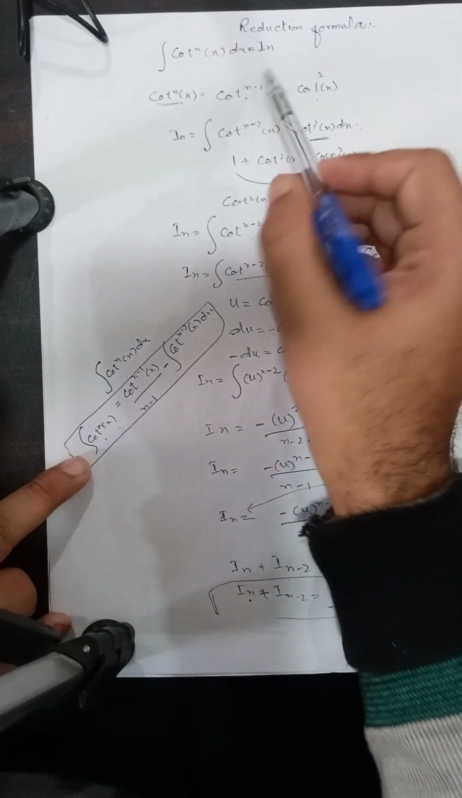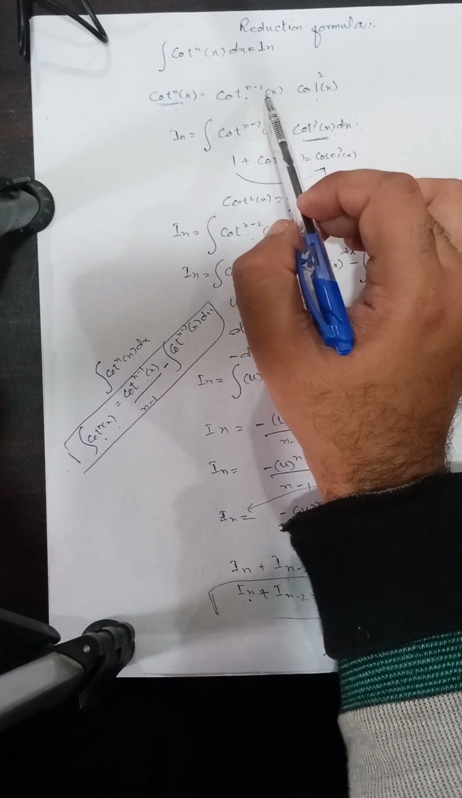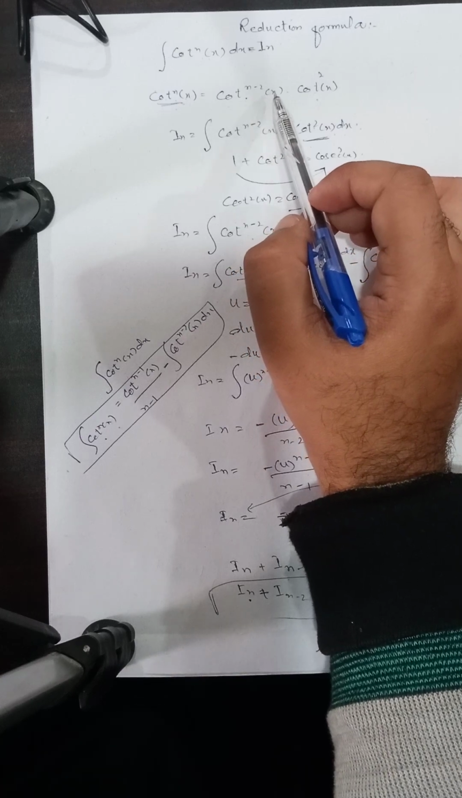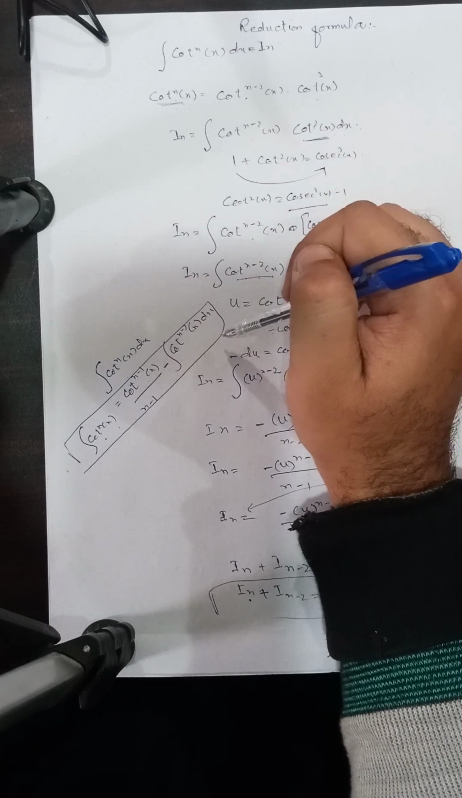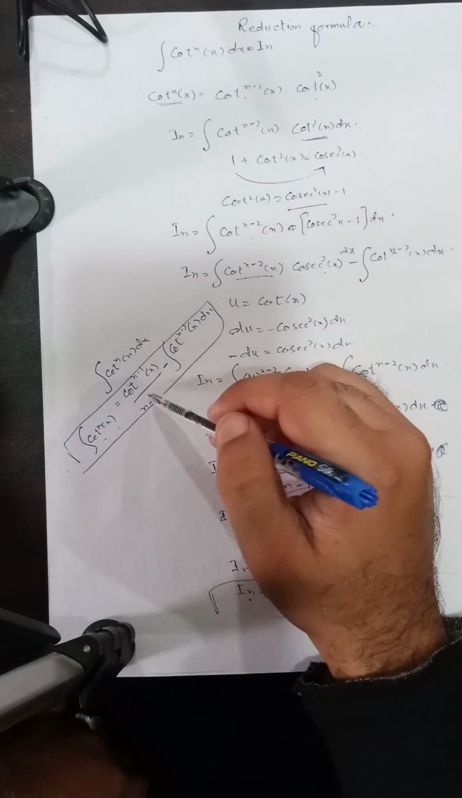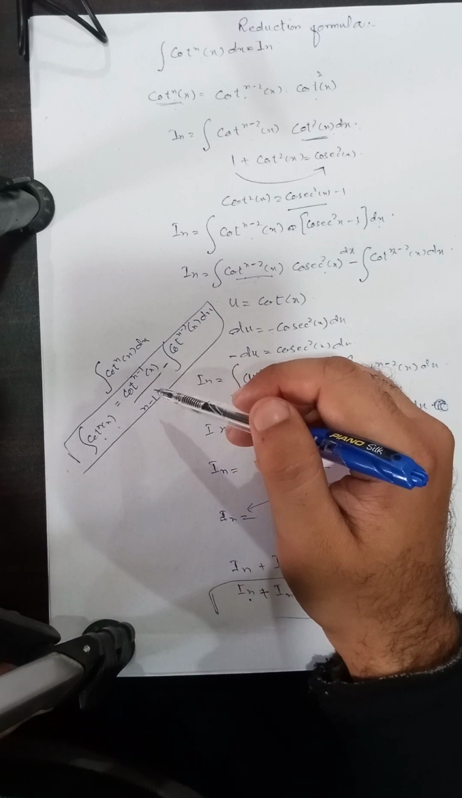We can integrate in a short time how cotangent power anything, cotangent power 3, 4, 5 or 6, whatever, we can find its integral. This formula helps us in finding its integral.